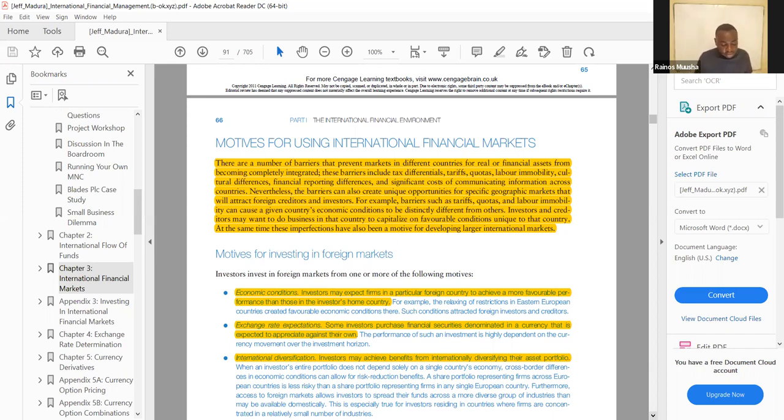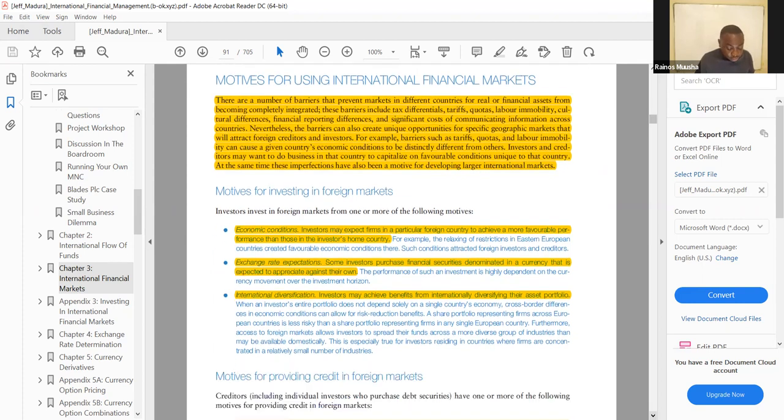across countries. Nevertheless, the barriers can also create unique opportunities for specific geographic markets that will attract foreign creditors and investors. For example, barriers such as tariffs, quotas, and labor immobility can cause a given country's economic conditions to be distinctly different from others. So investors and creditors may want to do business in that country to capitalize on favorable conditions unique to that country. At the same time, these imperfections can also be a motive for developing larger international markets.